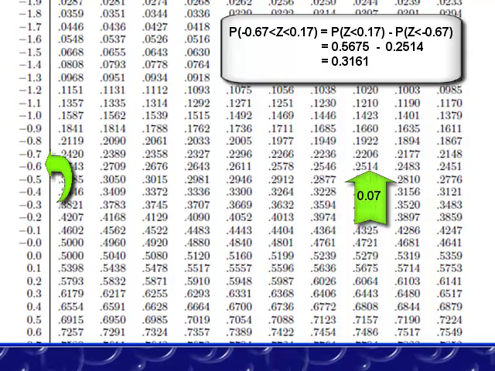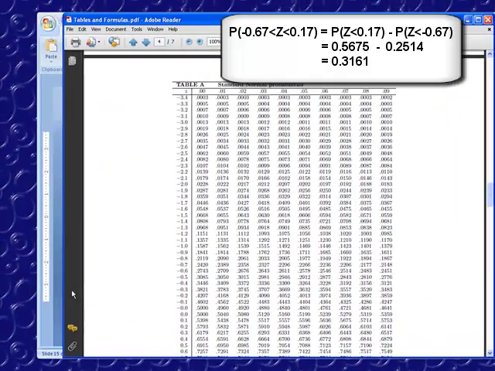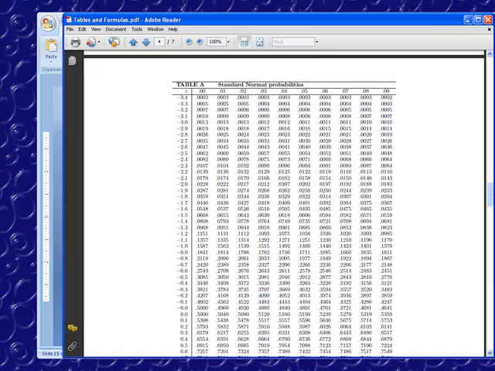Now I'm ready to subtract those two numbers, and I now have the probability of z being in between those two standard deviations. So I get 0.3162.